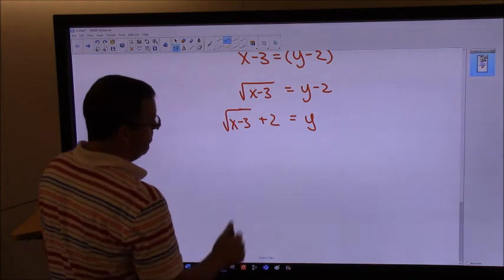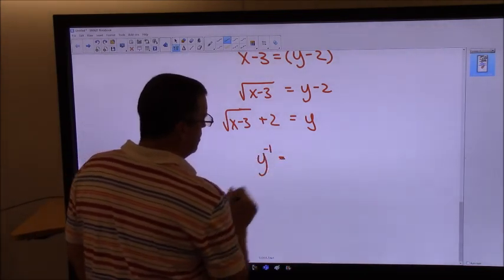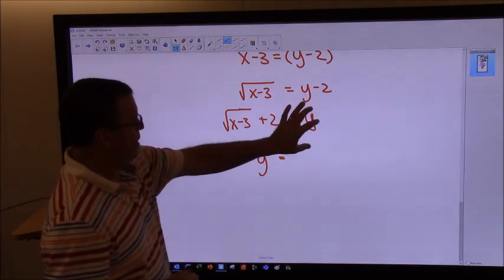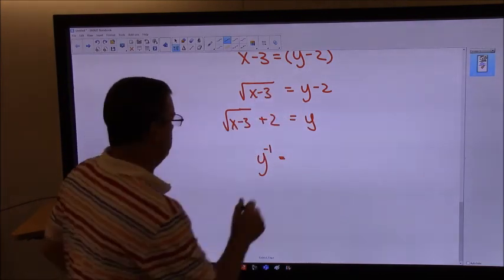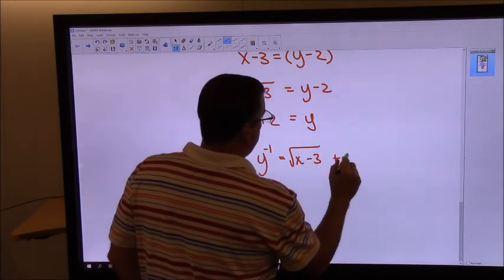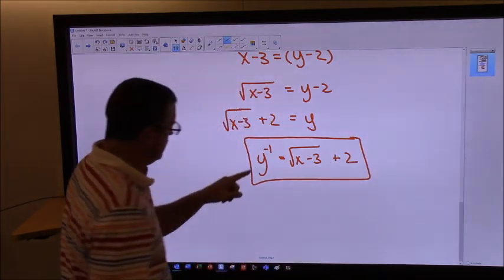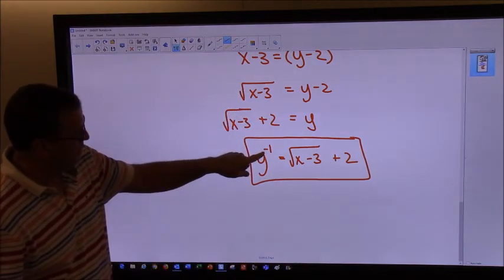And what I'm going to do is write it this way. y to the negative 1 equals, I'm just writing this over here so I start with y, and I've got square root of x minus 3 plus 2. There's my inverse function. That little negative 1 right there.